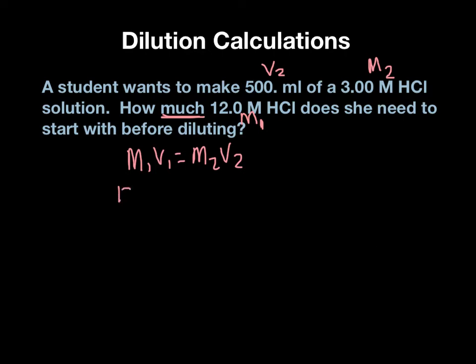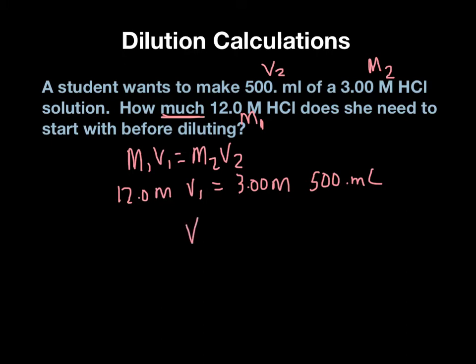M1 I know is 12.0 molar. V1 is what I'm going to solve for. M2 is 3.00 molar. And V2 is 500 milliliters. Now it may concern you that we have milliliters here, and we've always changed milliliters to liters. But realize these molar are going to cancel out, and whatever unit we have for volume on this side, that will end up being our volume that we solve for on this side.